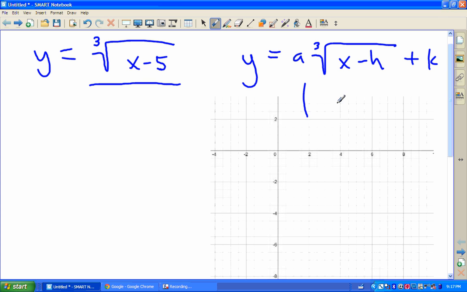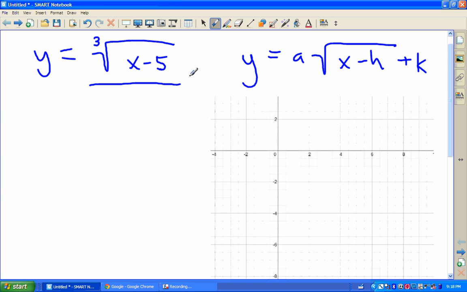If this was the cube root of x, it would look like something like that. If a was greater than 1, it'd be really wide like this. If a was less than 1, it'd be really skinny like this. Okay, so let's not forget what that means, but a is 1 in this one, so it's not going to affect the graph at all.